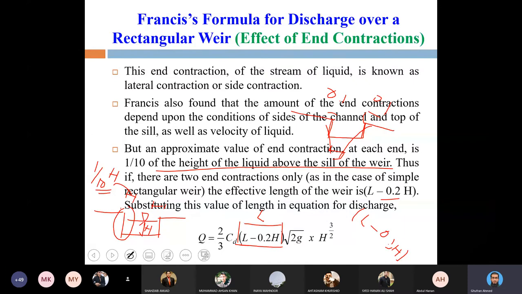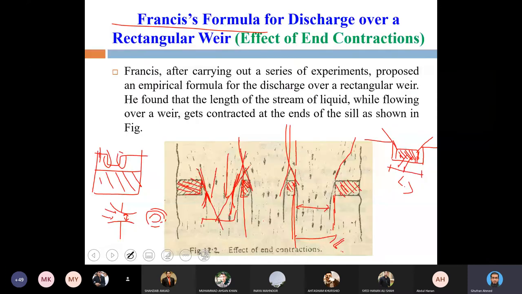Okay. So if I say that I have a weir of this kind of a shape, that we have three streams of liquid coming out of this weir, then how many end contractions would be in this figure? Kaun batayega? Kitni end contractions hai? Sir, four. Six. Six. देखो ये एक, 1, 2, 3, 4, 5, 6. So we have 6 end contractions here.